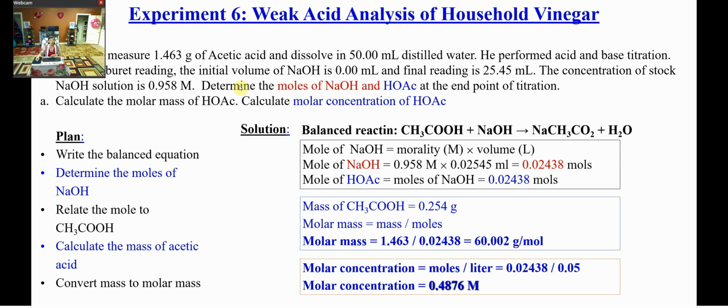And then in your case, you are going to calculate the mass of your acetic acid based on the concentration. You use the mass divided by moles, which gives you the molar mass of the acetic acid. Molar concentration equals the moles divided by liters. You have your 50 milliliters converted to 0.05 liters. Therefore, you can determine your concentration in moles per liter.